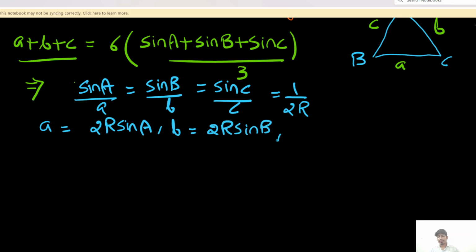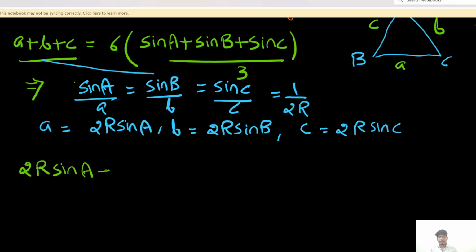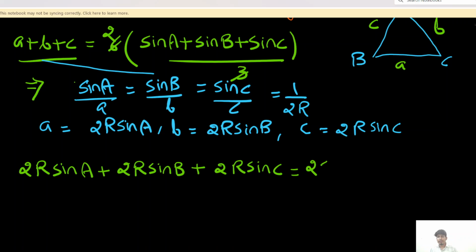Okay, and same as c is equal to 2R sin C. Then put these values in this equation. Okay, then what we get? We get a plus b plus c means 2R sin A plus 2R sin B plus 2R sin C. Okay, this is equal to 6 into 6 cancel, then this remains 2. 2 into sin A plus 2 sin B plus 2 sin C.